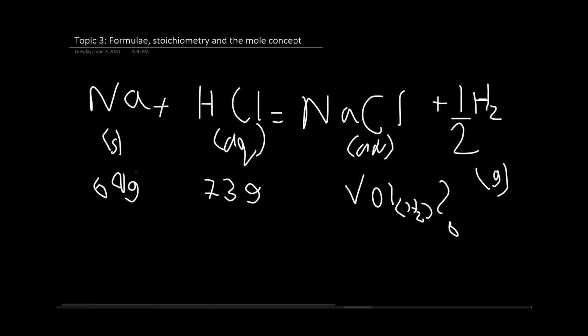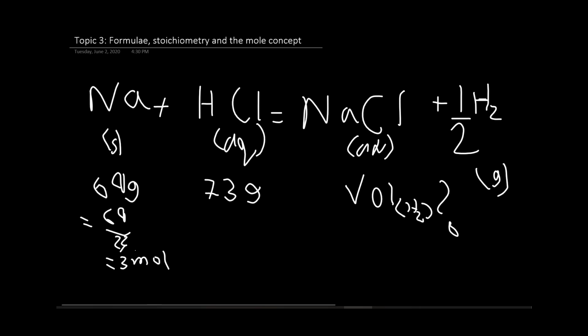So the first thing you need to do is, as always, convert all non-molar units to moles, right? So 69 grams of sodium, convert this to moles. Mole equals mass by Mr. So the mass you've been given is 69 divided by Ar of sodium, which is 23. It'll be 3 mole sodium.